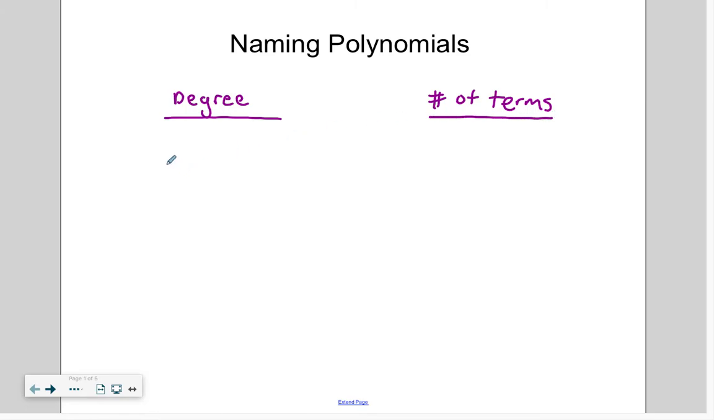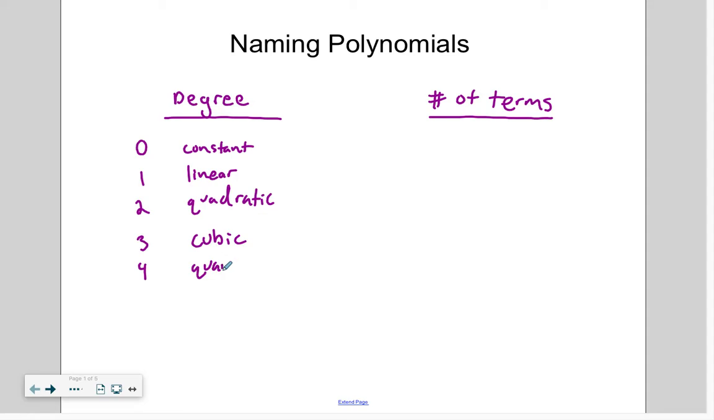Okay. If something is degree 0, we call it constant. If something is degree 1, it's linear. If something is degree 2, it's quadratic. If something is degree 3, then it's cubic. If something is degree 4, it's quartic, and so on and so forth. And for 5 plus, you just say degree 5.